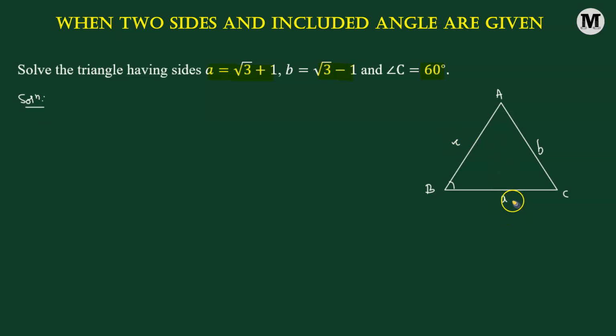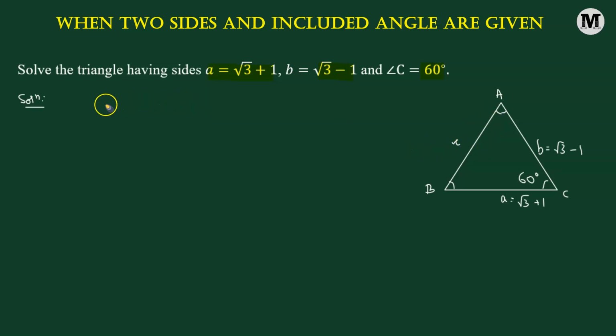Now in this problem, a is given as square root of 3 plus 1. Then we have b, which is given as square root of 3 minus 1. Now we also have the angle, which is angle C. This is the angle that lies between the two sides, so that is given as 60 degrees. So using this information, we need to solve the triangle. That means here we will need to find out the measure of angle A, the measure of angle B, and also the measure of the side c.